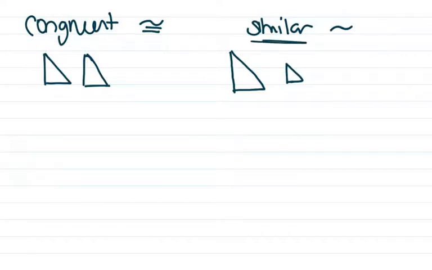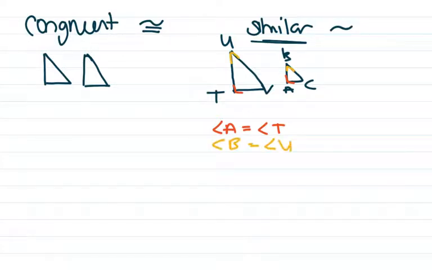So if I had two triangles, TUV and ABC, then angle A in this one is equal to angle T in that one. So those theoretically are both 90 degrees. Angle B is equal to angle U. And angle C equals angle V.